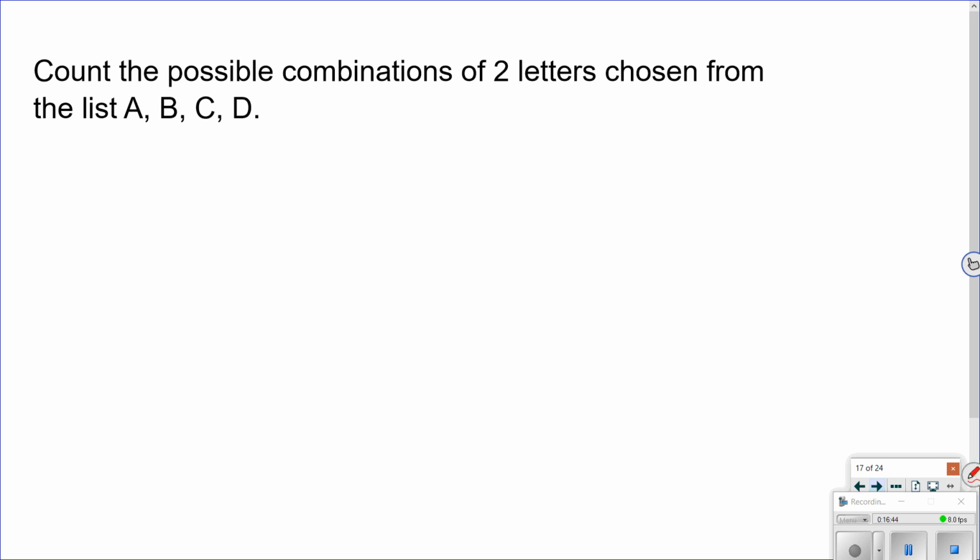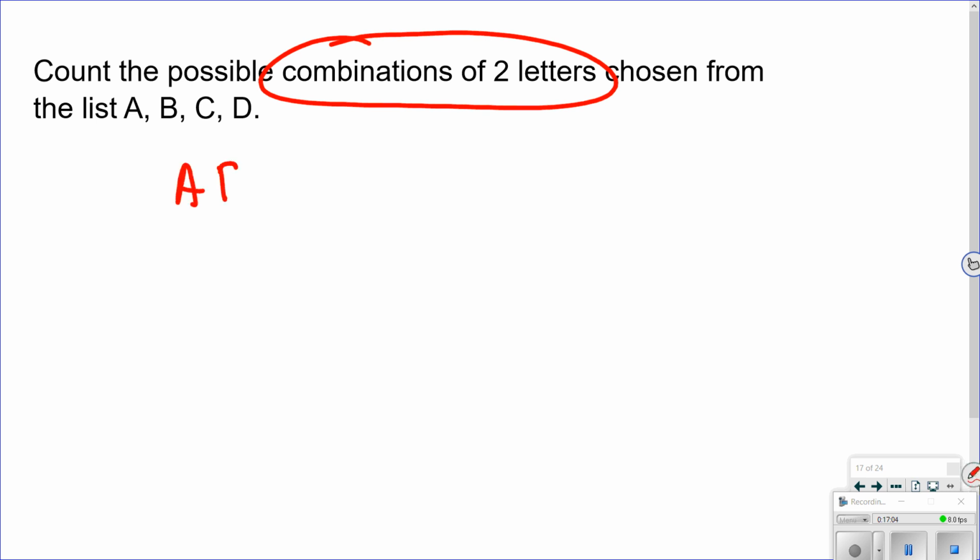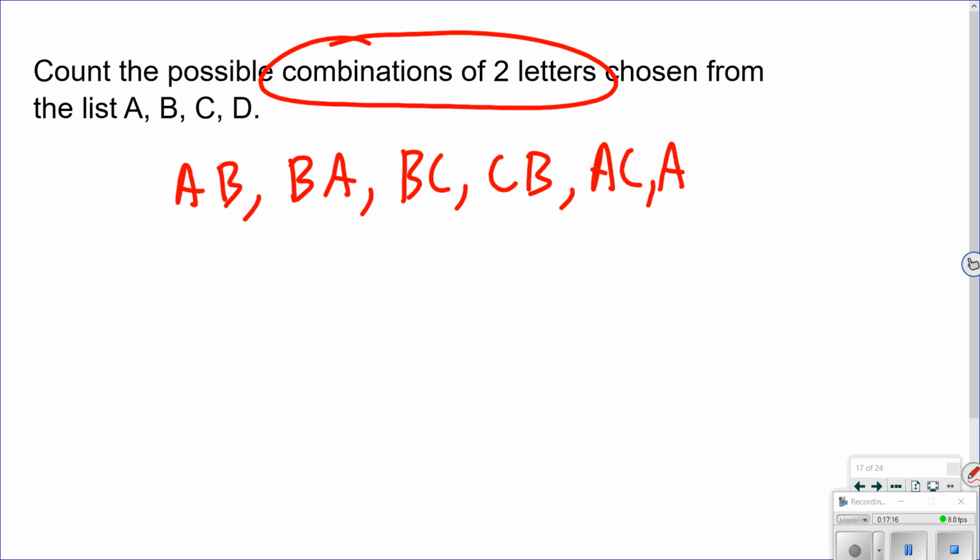So this one says, count the possible combinations of 2 letters chosen from the list A, B, C, and D. So this time, it says count the number of possible combinations of 2 letters. So when you say a combination of 2 letters, it doesn't matter if it's A, B, or B, A. So let's list them all. You could have AB, we'll write down BA. It could be BC or CB. Could be AC or CA.